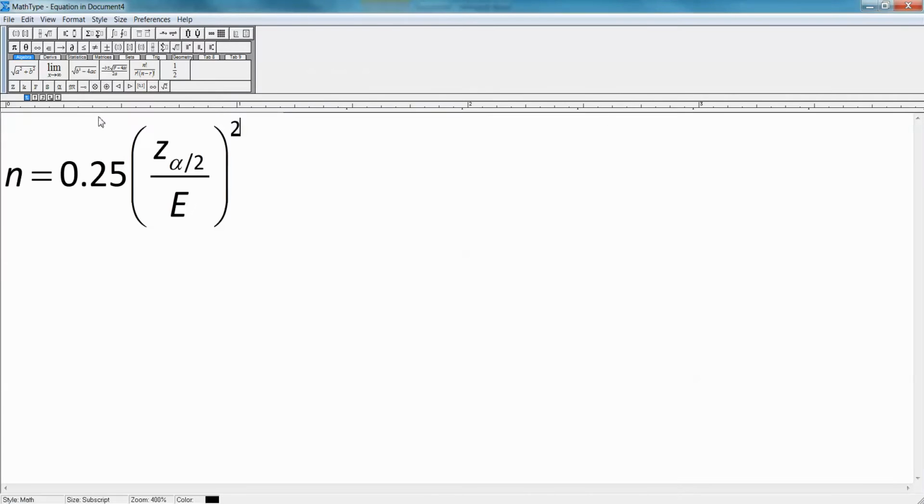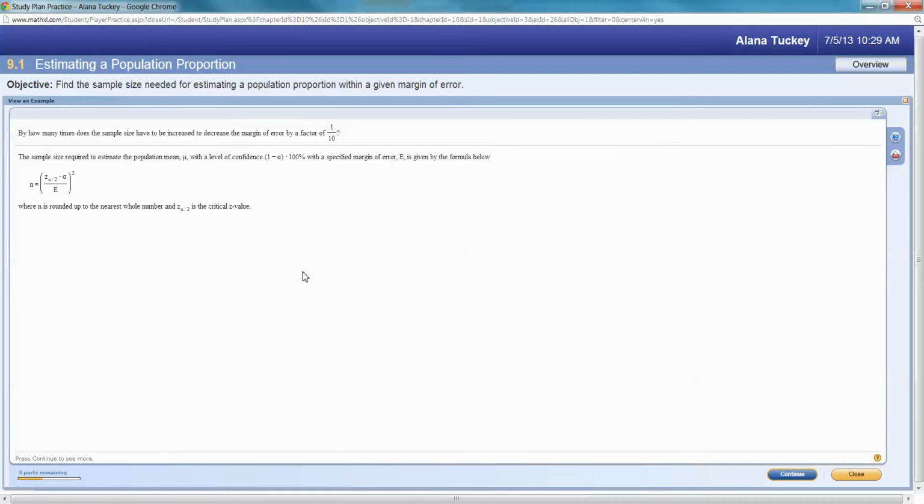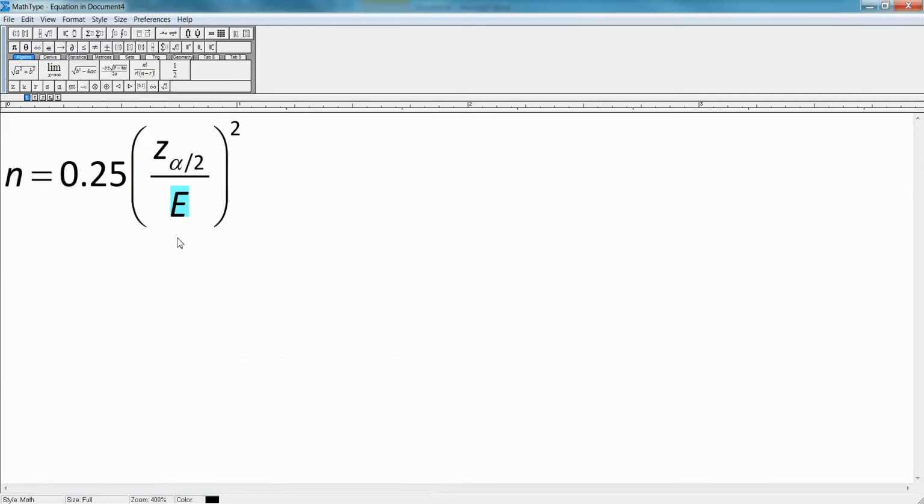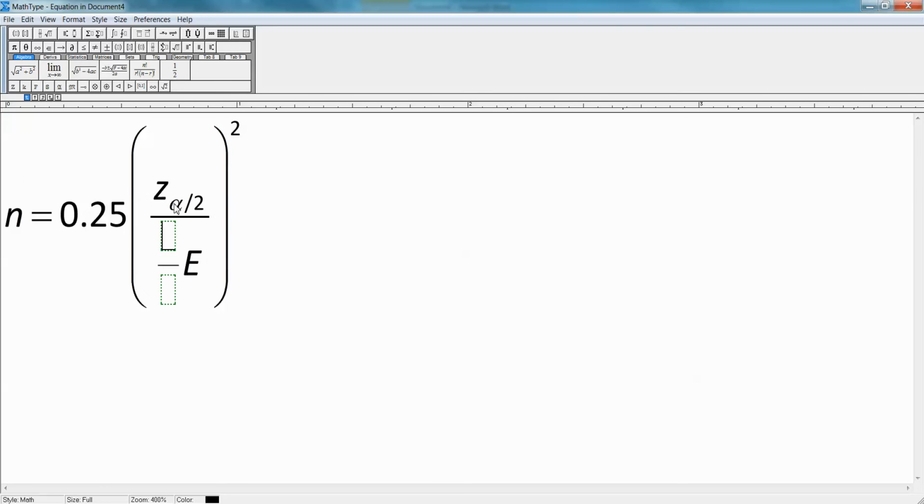So what they're wanting us to do is they're wanting us to change it so that the error is no longer the error. It is shrunk by 1/10, if I'm not mistaken. They want to decrease the margin of error by a factor of 1/10. Okay, so that means that instead of having error down here, I want 1/10 of my error. Okay.